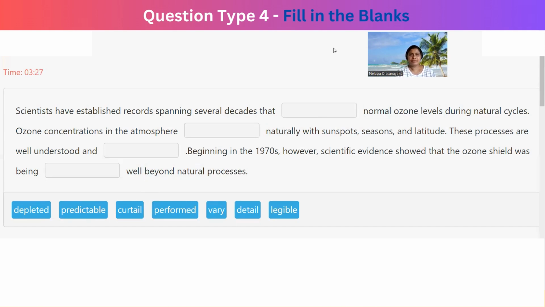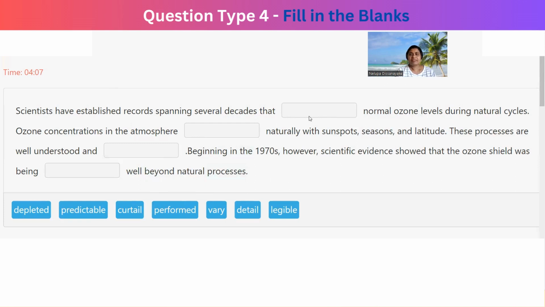Curtail. Curtail is also some kind of a reduction, cutting down or reducing something. It also doesn't go in here based on the meaning. Several decades that curtail normal ozone levels. Perform normal ozone levels. So here, ozone levels are not performing some activity by itself. Therefore, performing also doesn't go in here.